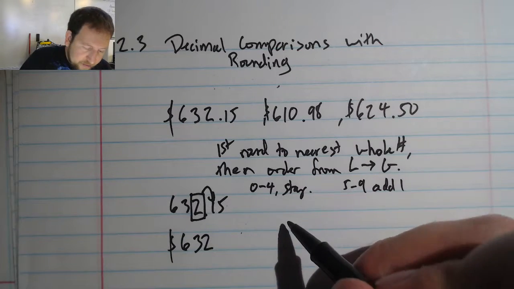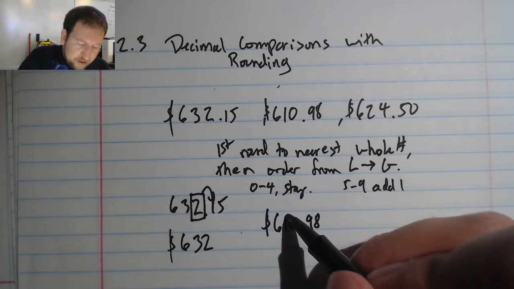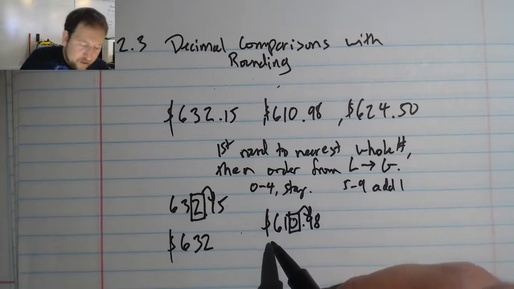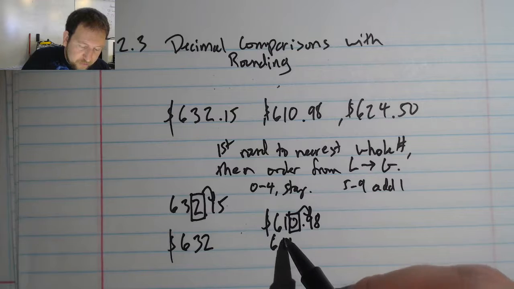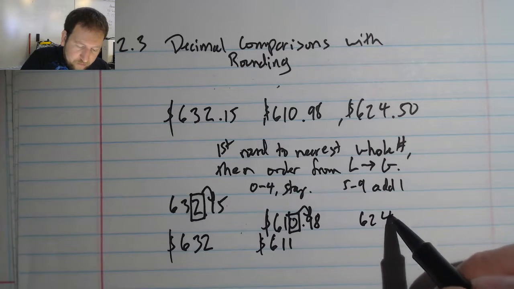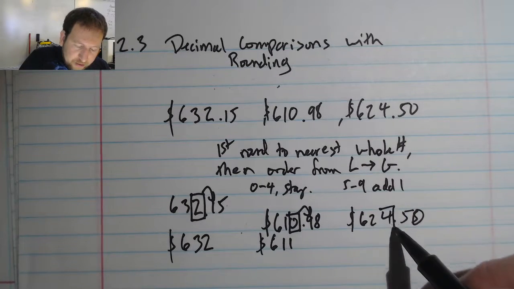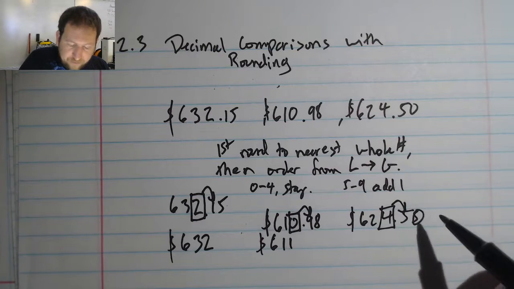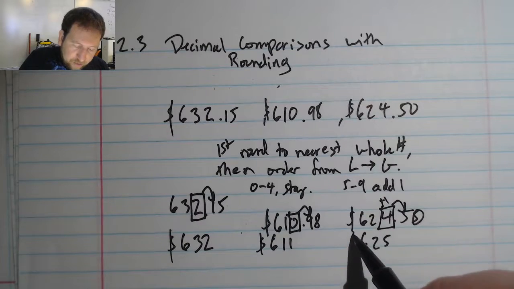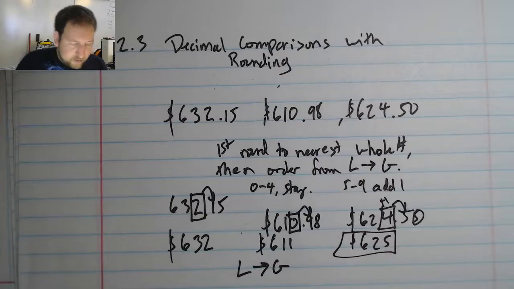Okay, let's take a look at my next number. I have 610 and 98 cents. This time I'm going to be rounding to this 0. I'm going to look to the right. Oh, I have a 9 there. That means I'm going to add 1. So my final number here is going to be 611. My third number, I have 624 and 50 cents. 50, not 55. I'm going to look to the right. That's a 5, so I'm going to add 1. So I have 625.